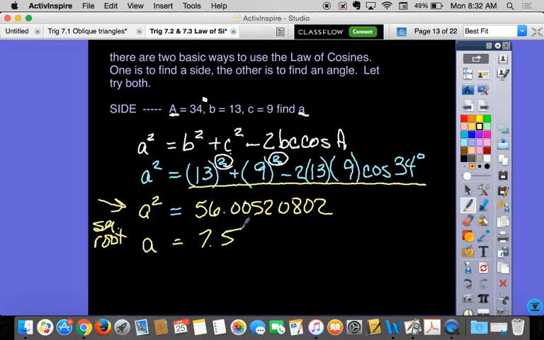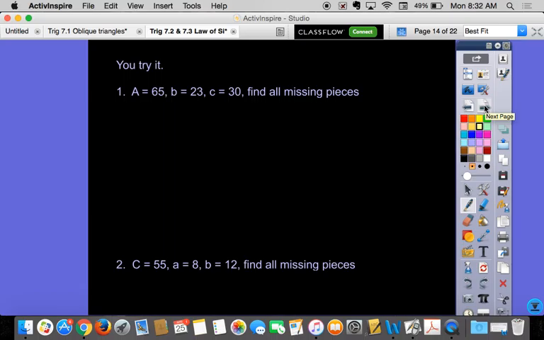Okay, so there we go. You have found side A, which is the only thing that you were asked for. That's all there is to the law of cosines. So let's practice for the next one.